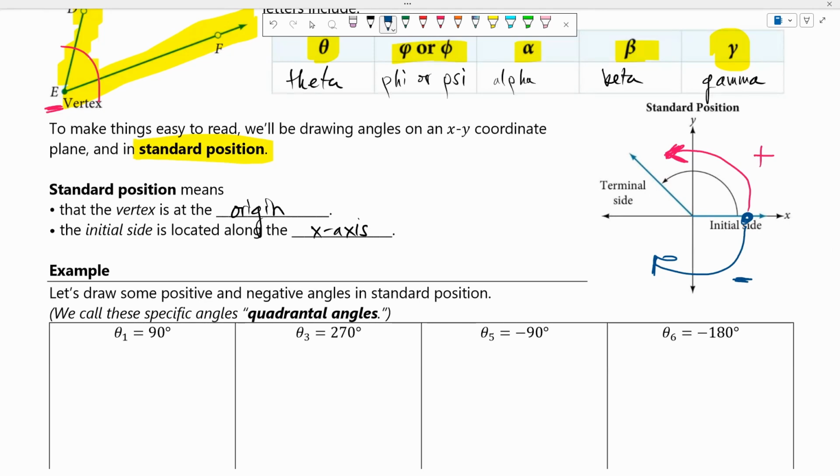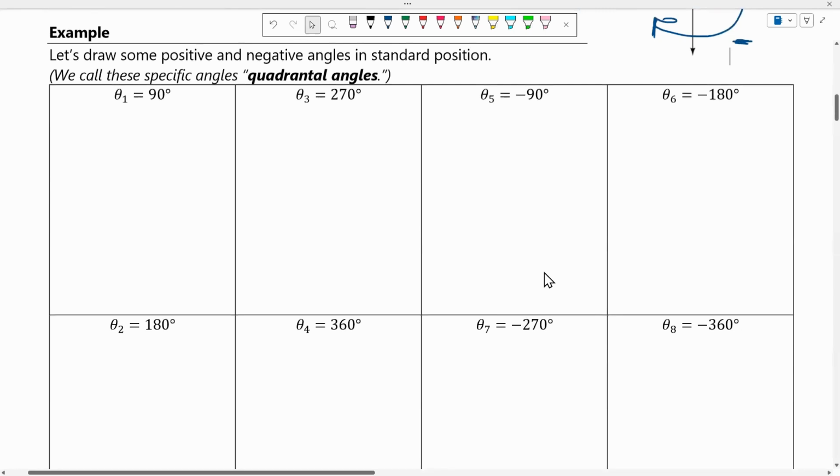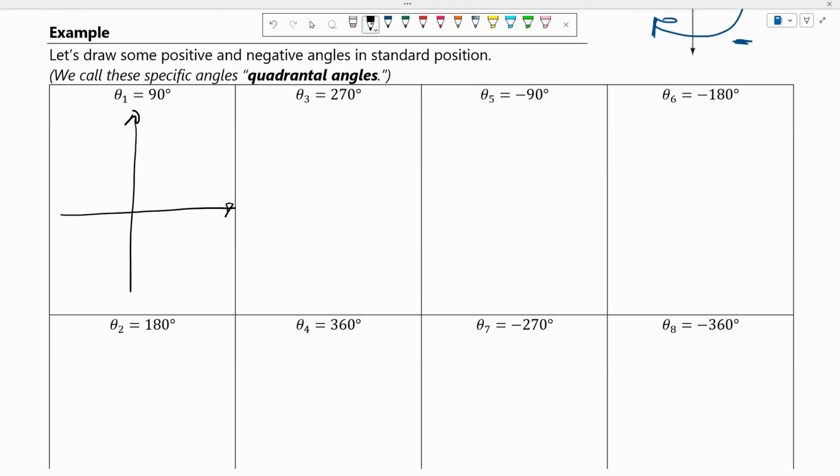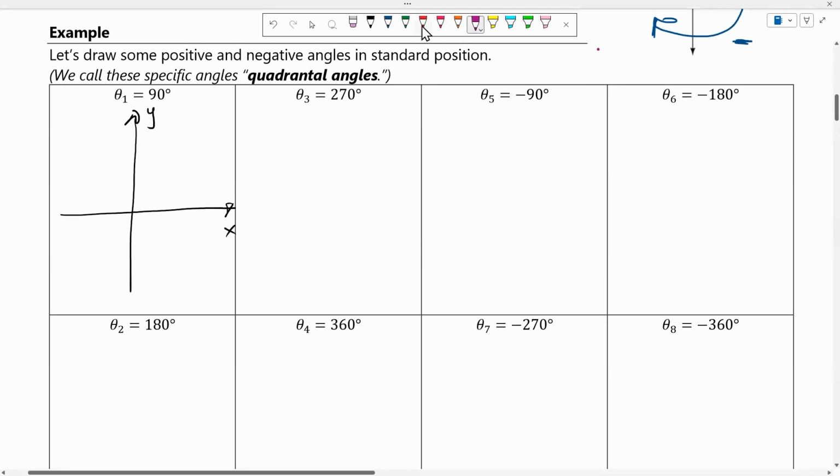Let me do some examples of what I'm talking about. In the next example, I just want to draw some of these angles out. That's it. So for the first one, 90 degrees. I'm going to draw my X and Y. I know this might seem like a review for some of you, and that's fine. So suppose we have an X and the Y. Let's say I wanted to draw 90 degrees. To do that, I'm going to switch to my purple pen, because I like using purple for these.